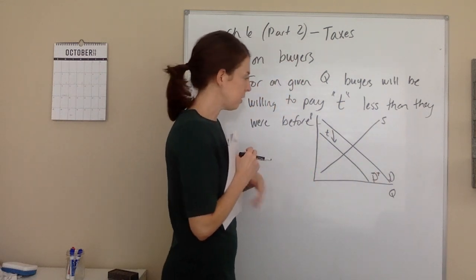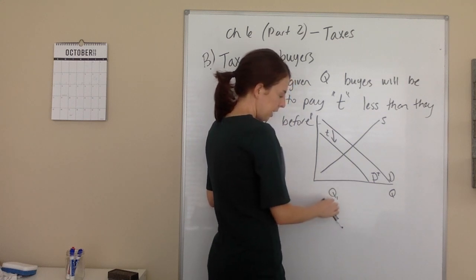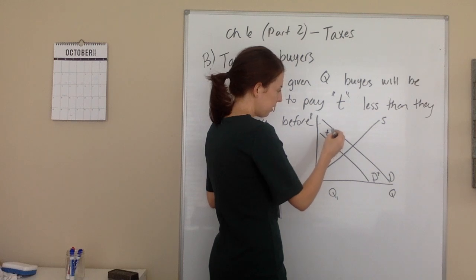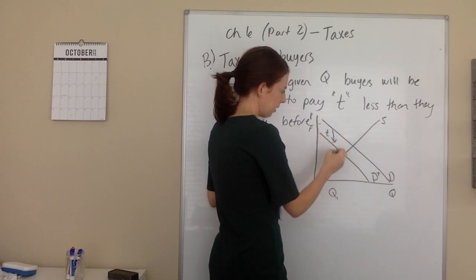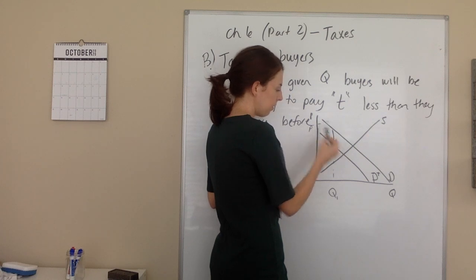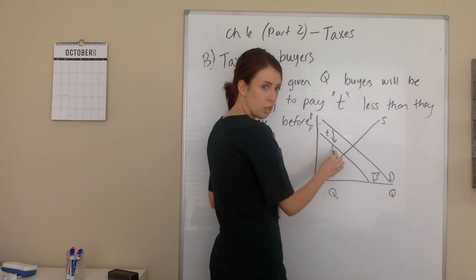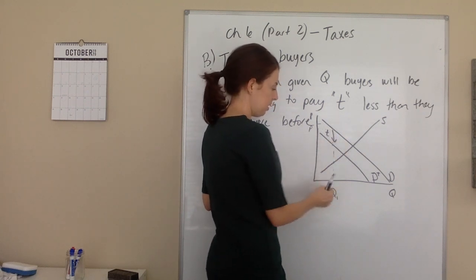Again, this should make sense, because suppose originally, if the price was this amount, consumers were willing to buy this many units. Well, now, if they still want to get this many units, the price is going to have to be T dollars less than it originally was, because they're going to have to write a check to the government for T dollars.